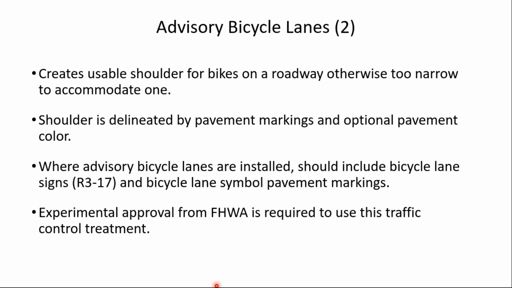So I think I've talked about most of these points. Yeah, the pavement color is optional, but the pavement markings, of course, are critical. And where advisory bicycle lanes are installed, they should include bicycle lane signs and bicycle lane symbol pavement markings. And again, I want to emphasize that if anyone's interested in using this, you do need experimental approval from Federal Highway Administration. They're still collecting data and analyzing the data, operational safety and other data, I think, before it would get approval to appear in the MUTCD.